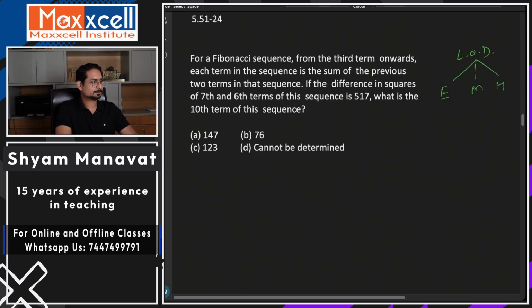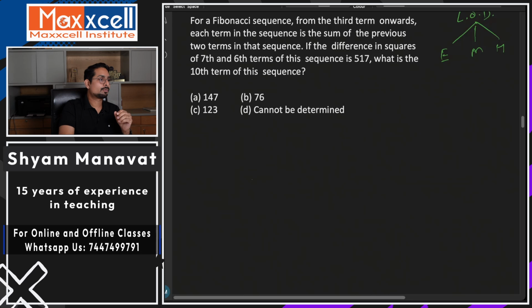So let's look at the question. The question says, for a Fibonacci sequence from the third term onwards, each term in the sequence is the sum of the previous two terms in that sequence. If the difference in the squares of the 7th term and 6th term in this sequence is 517, what is the 10th term? That's what we need to find in the sequence.